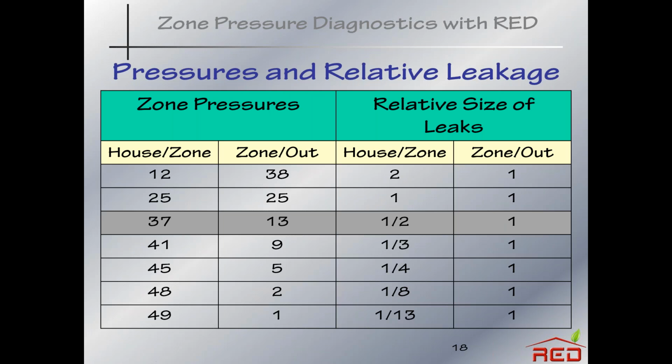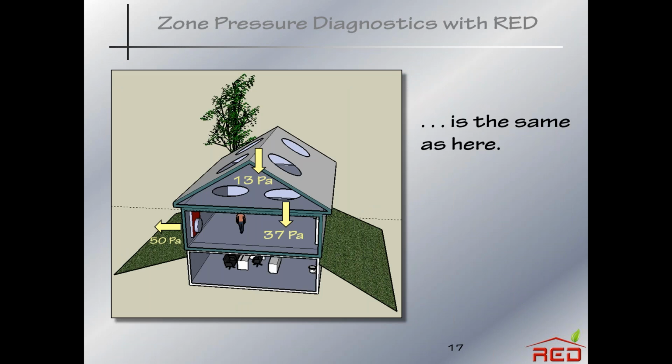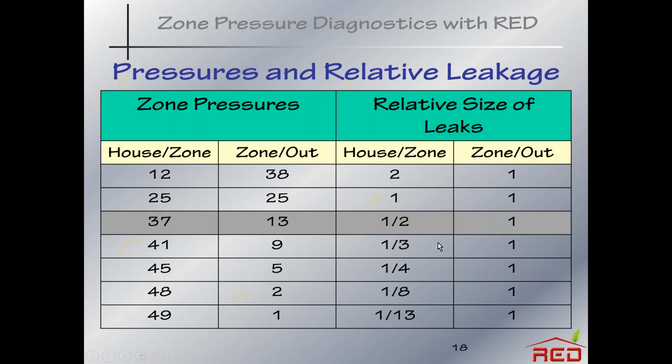This is a chart that gives you some idea of the relative size of the leaks for different pressure differences. All of these, the 12 and the 38 and the 25 and the 25, they all add up to 50. 25 and 25 indicates that the two pressure boundaries are of equal leakage or equal resistance. This one is highlighted because it's what we had on the previous slide, 13 and 37. Some people find this useful, some don't, but this is the one we're looking at.